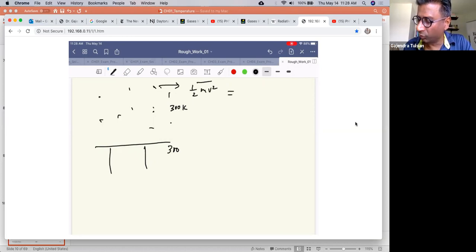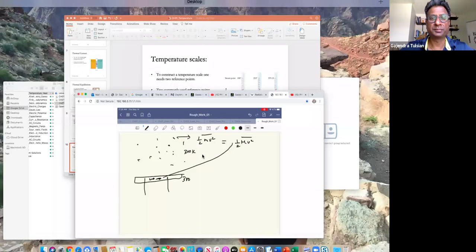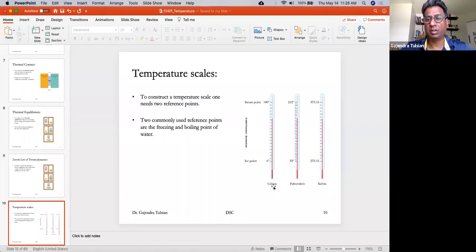These molecules are vibrating like that, okay? And their average kinetic energy is equal to the average kinetic energy of the air molecules. So if two objects are at the same temperature, the average kinetic energy per molecule are equal. So that's what temperature tells you. Now we'll talk about the scales we use to measure temperature.